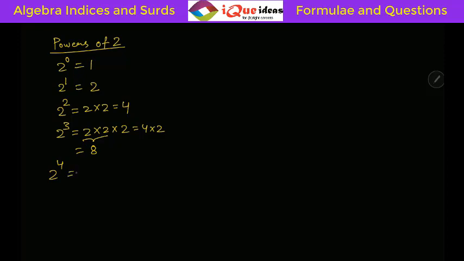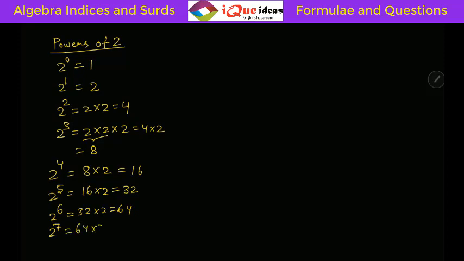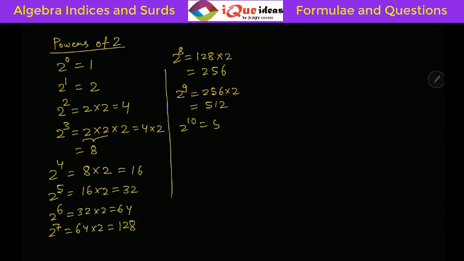Similarly, 2 raised to the power 4. So now we already have 2 raised to 3, that is 8. Multiply one more 2, so you get 16. 2 raised to the power 5, that is equal to 16 into 2, which is equal to 32. 2 raised to the power 6 is equal to 32 into 2, which is equal to 64. 2 raised to the power 7, that will be equal to 64 into 2, which is equal to 128. 2 raised to the power 8, that will be equal to 128 into 2, which is equal to 256. 2 raised to the power 9 is equal to 256 into 2, which is equal to 512. 2 raised to the power 10 is equal to 512 into 2, which is equal to 1024.